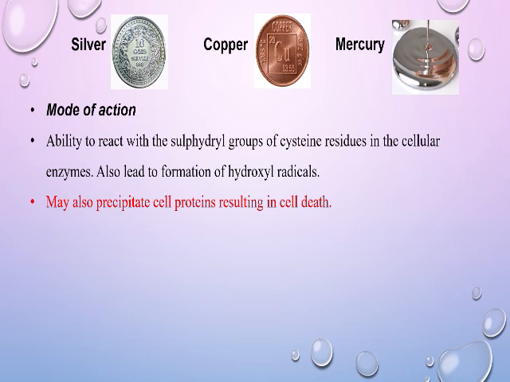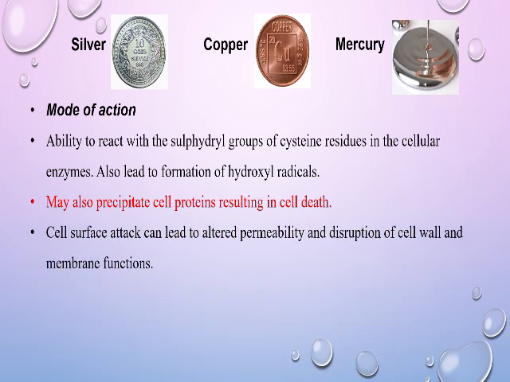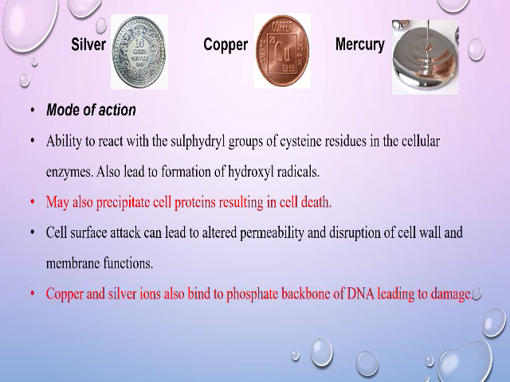Positively charged ions have an affinity for negatively charged bacterial cell surfaces. Cell surface attack can lead to altered permeability and disruption of cell wall and membrane functions. Copper and silver ions also bind to phosphate backbone of DNA, leading to damage.